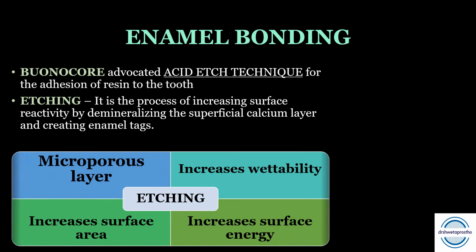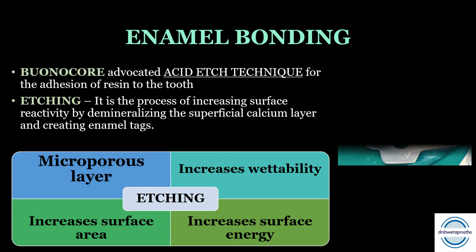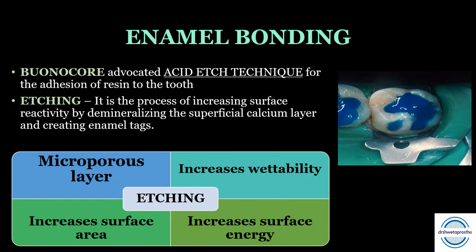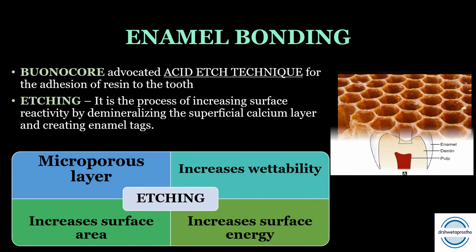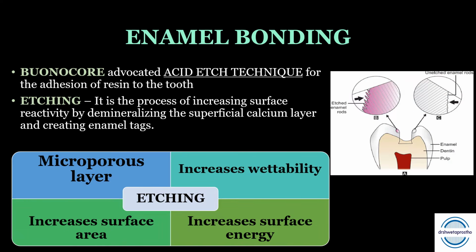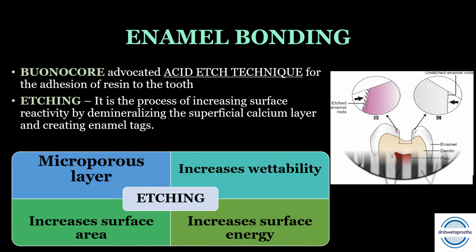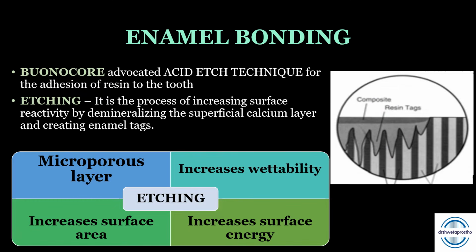What does the etching do? It forms a microporous layer. It removes the smear layer. It removes about 10 micrometer of enamel. It exposes the enamel rods to create a honeycomb-like appearance, which gives increased surface area, increased retentive area. And the etched enamel has high surface energy, which allows the resin to readily wet the surface. So it increases the wettability also. Once the etching is done, the resin penetrates into this microporous layer and can be polymerized to form a mechanical bond to the enamel.